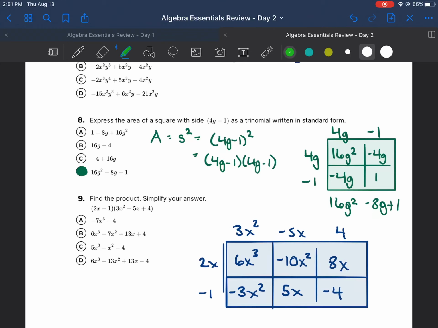Now we can combine like terms. So notice that 10x squared is a like term with negative 3x squared. And the 8x is a like term with 5x. All other terms are not like terms. So we have 6x to the third minus 13x squared plus 13x minus 4, which is answer choice D.